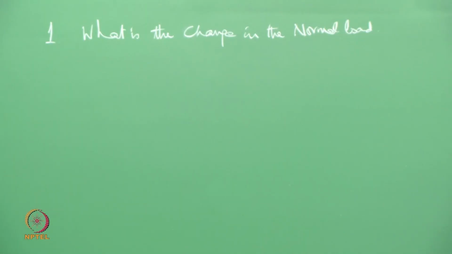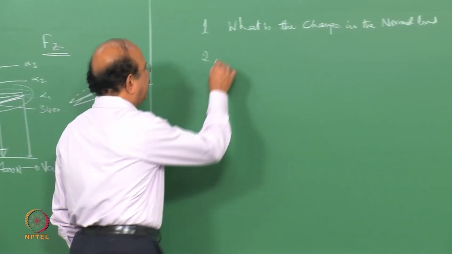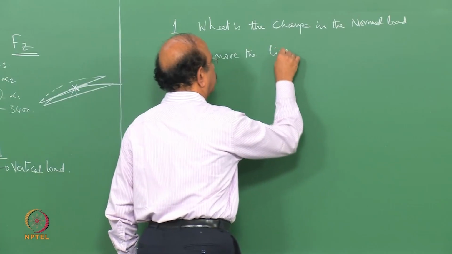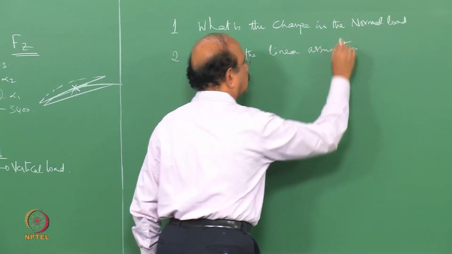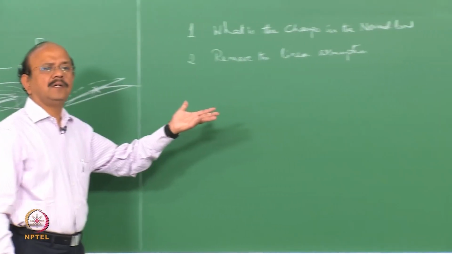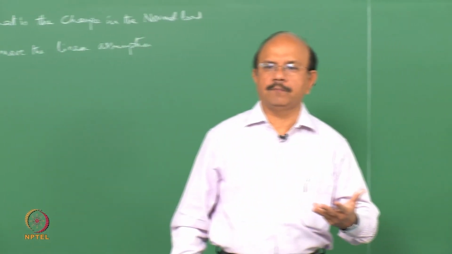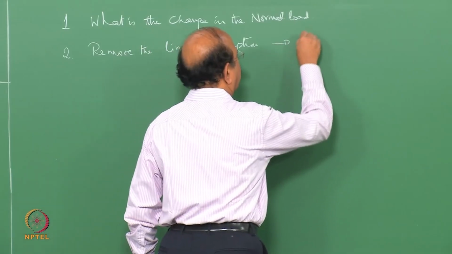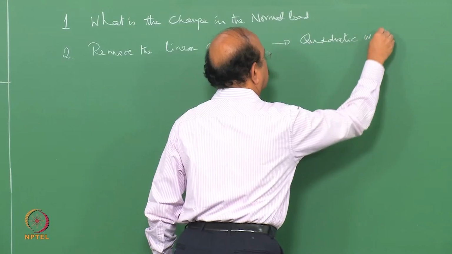What is the change in the normal load? The next thing is to remove the linear assumption for the tire and introduce a nonlinear relationship. Let's call this, say, a quadratic relationship, quadratic with respect to Fz.